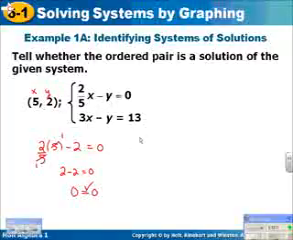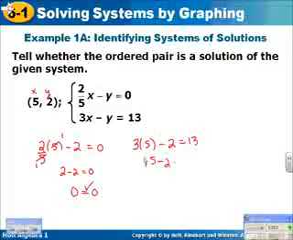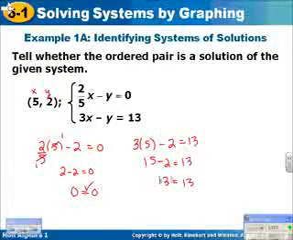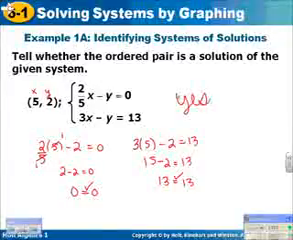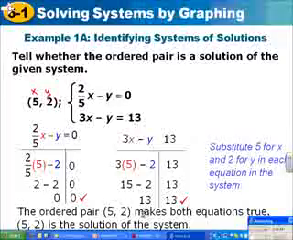But for it to be a solution to the system, it also has to be a solution to the second equation. So then I'm going to do 3 times 5 minus y, which is 2, and see if I get 13. Well, 3 times 5 is 15. 15 minus 2 is 13. So that is definitely a solution. So yes, it is a solution. So the ordered pair (5, 2) makes both equations true. So (5, 2) is the solution of the system.